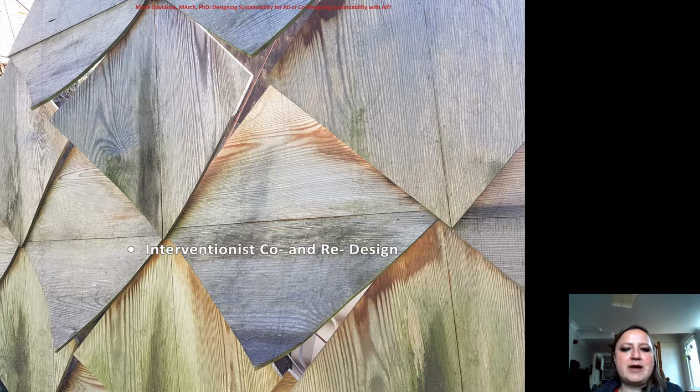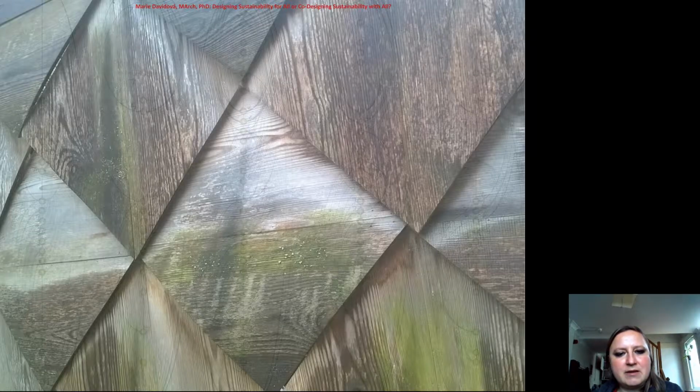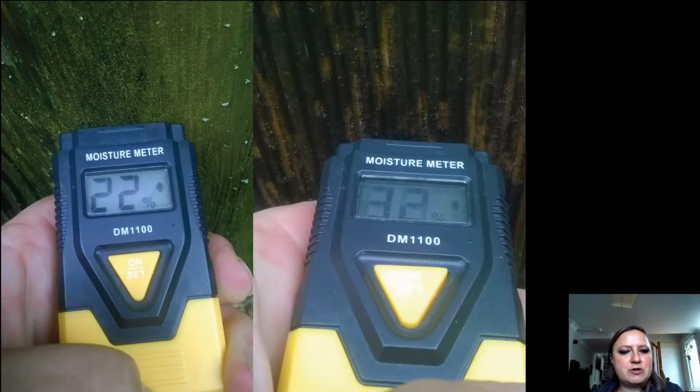This screen reacts to relative humidity and temperature, so it is warping when it's dry and hot weather, whilst it is closing when it's high humidity and low temperature. And the algae living on that is co-designing its performance, so it sucks the moisture when the warping occurs, or it is actually preventing warp when the humidity is high, so it's not warping the other way. The moisture content of the wood is a 10% difference, as you can see.